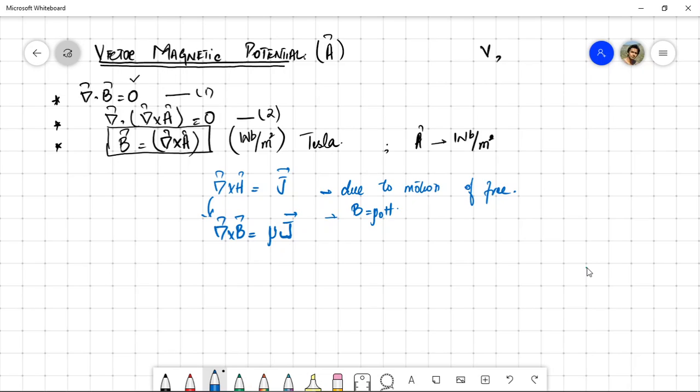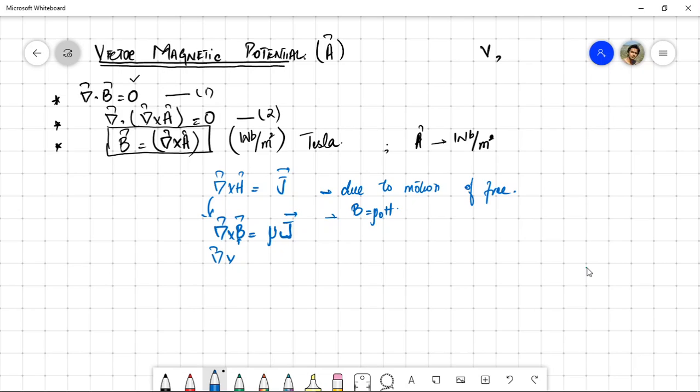Now, referring back to chapter number 3, he again says that if we convert this equation in the form of vector magnetic potential, we'll put the value of B in terms of A here. So what will happen?